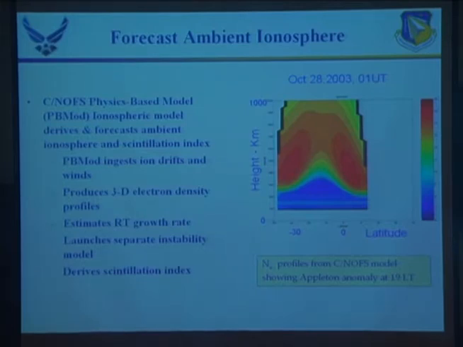And we even compared it to the GAIM model, for example, assimilating all of the TEC measurements, where you can have hundreds and hundreds of TEC measurements. And for some of the parameters, actually, PBMOD was doing better than those other models. And from there, we do this 3D electron density profile, and then again, we calculate the irregularities.